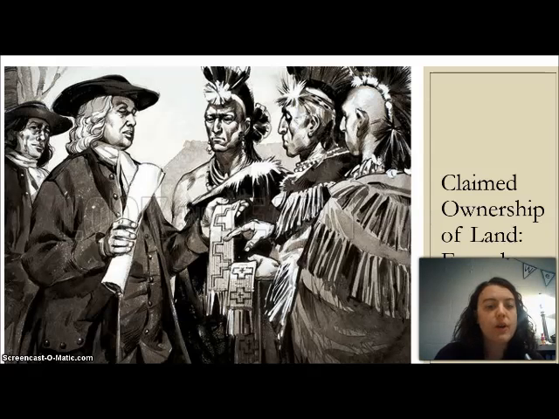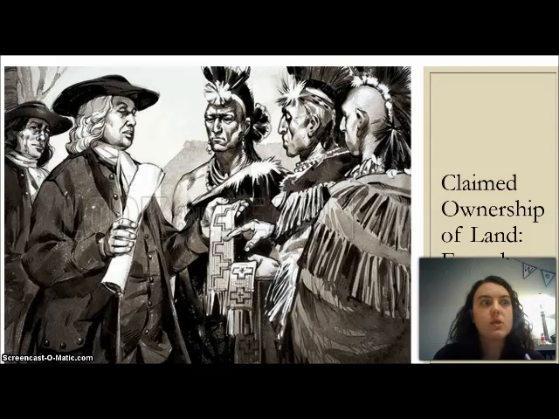The other interaction that we see is that the Europeans came in and claimed ownership of the land, and that again forced the Native Americans off of their land. And eventually we see that the Native Americans end up in what's called a reservation, or a land that's set aside by the government for them to live in. And we see here a picture of one of the Europeans coming in and telling the Native Americans, hey, we're here and we're going to claim this land.